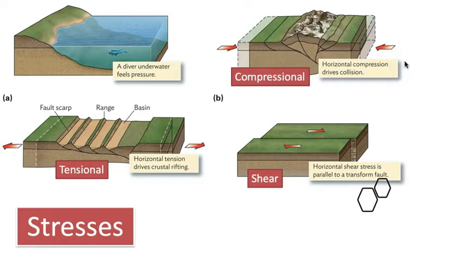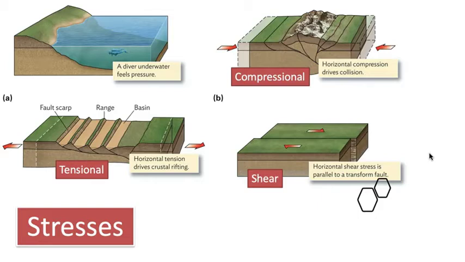Tensional stress pulls a body of rock apart in opposite directions. This would most be associated with divergent plate boundaries. Shear stress is a bit like tearing, where one body of rock is moved horizontally past another in opposite directions. This happens along transform boundaries or transform faults. So why all the stress?